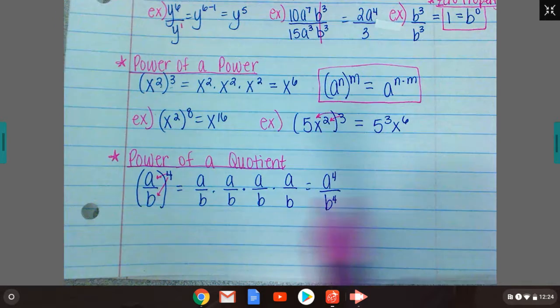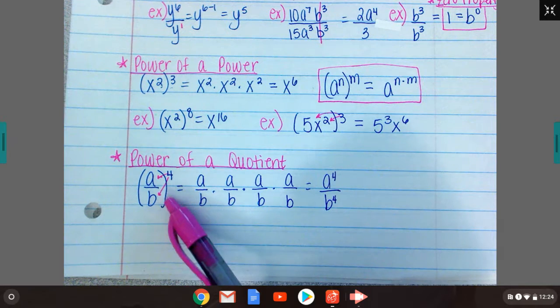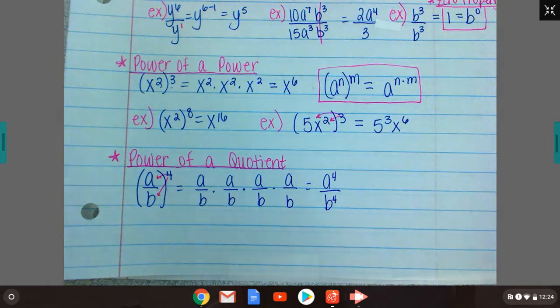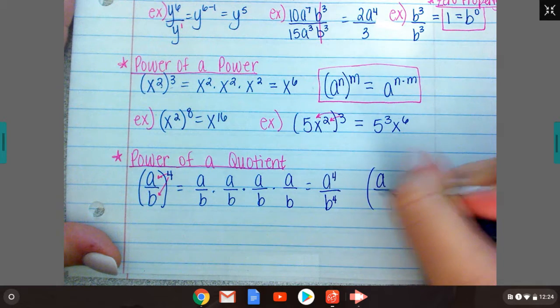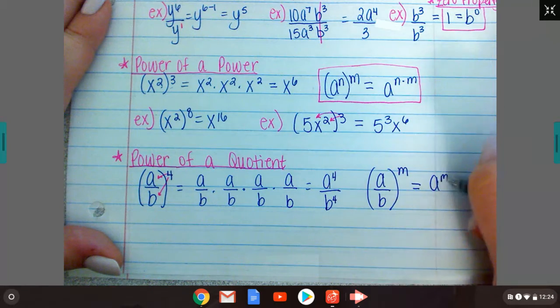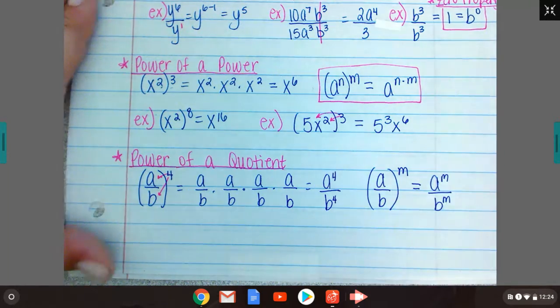So power of a power and power of a quotient, kind of think about distributing that in to each term on the top and the bottom. So here's our rule on this one. If I have a over b to the m, it is a to the m over b to the m.